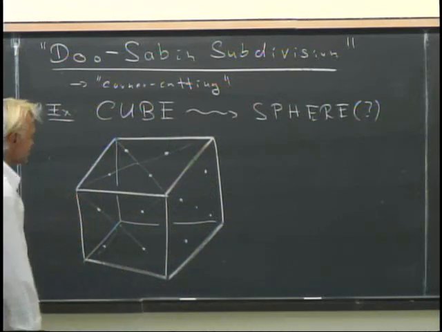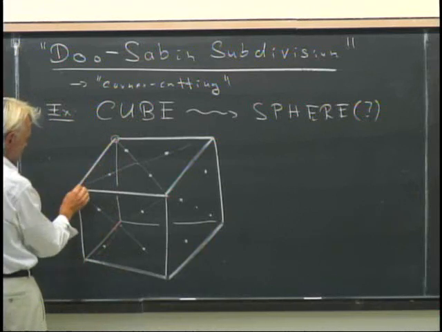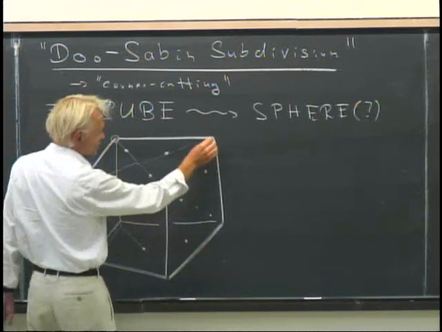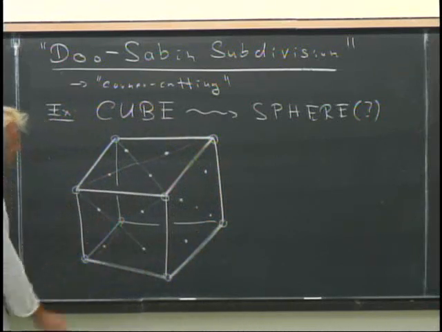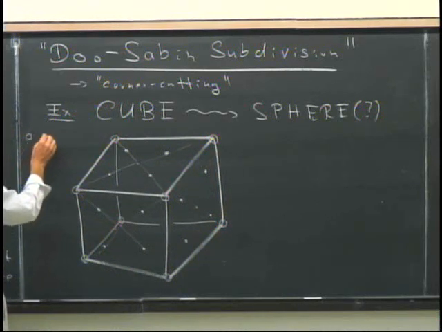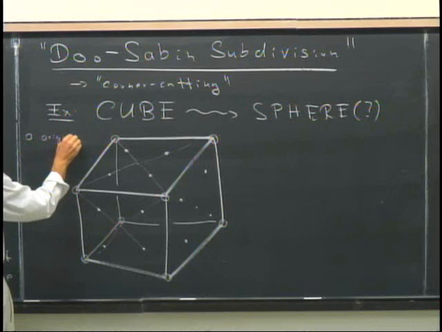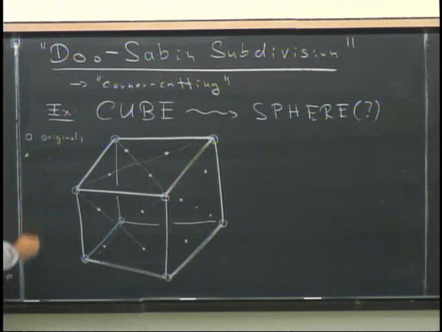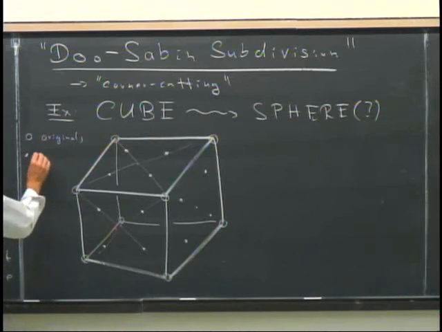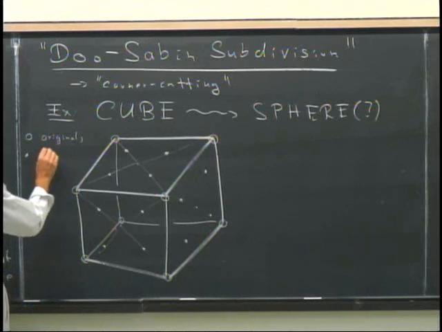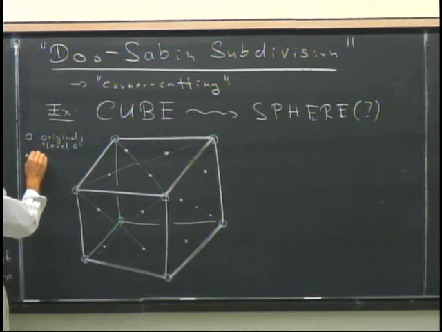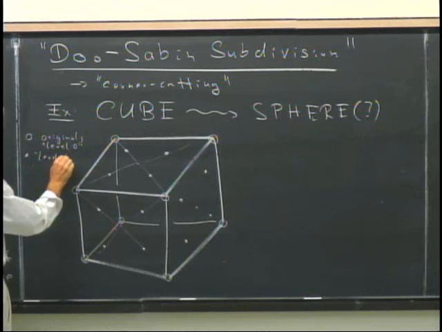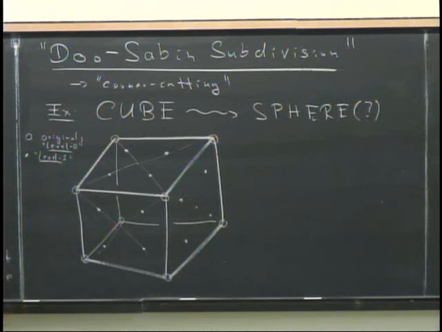This set of vertices, the bullets, is the next generation of vertices generated from the parent set, namely the circles. Okay, so these were the originals. And then these guys are the results of performing the first step of the Do-Sabin subdivision scheme. I call the originals level 0. And then this is level 1.